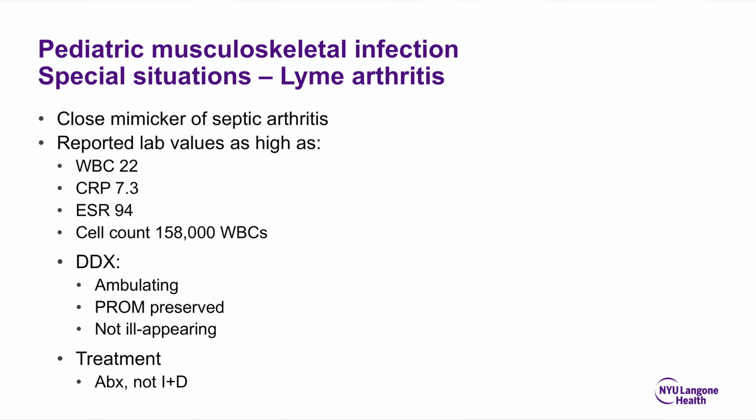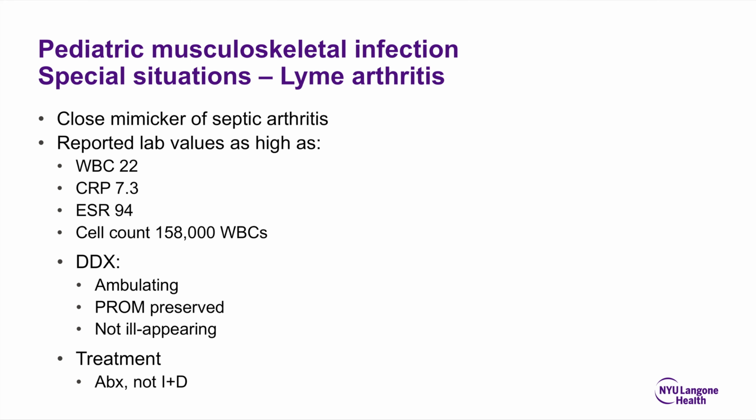All right, lastly, we'll just review a handful of special situations, the first of which is Lyme arthritis. This is important to know about because it is a close mimicker of septic arthritis, and in fact, children who have presented with Lyme arthritis may have lab values as high as the ones I've listed here. So white blood cell count as high as 22, a CRP as high as 7, ESR as high as 94, and a cell count as high as 158,000, and all of those would be diagnostic for septic arthritis.